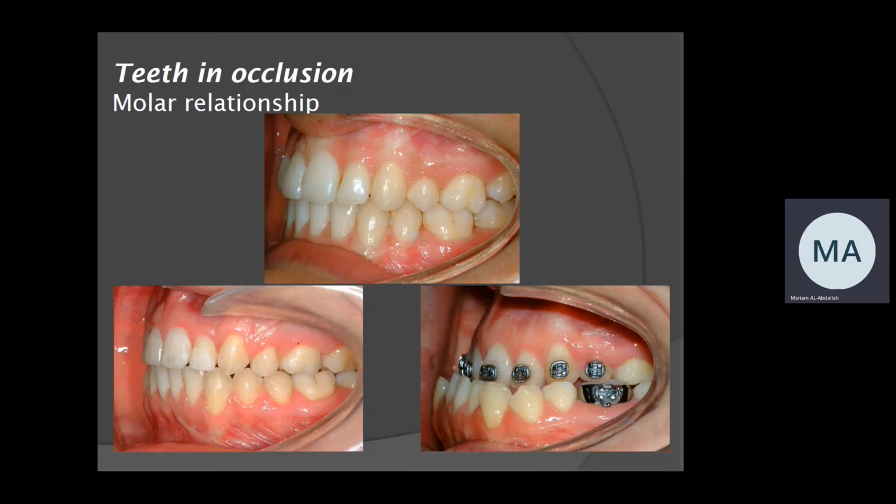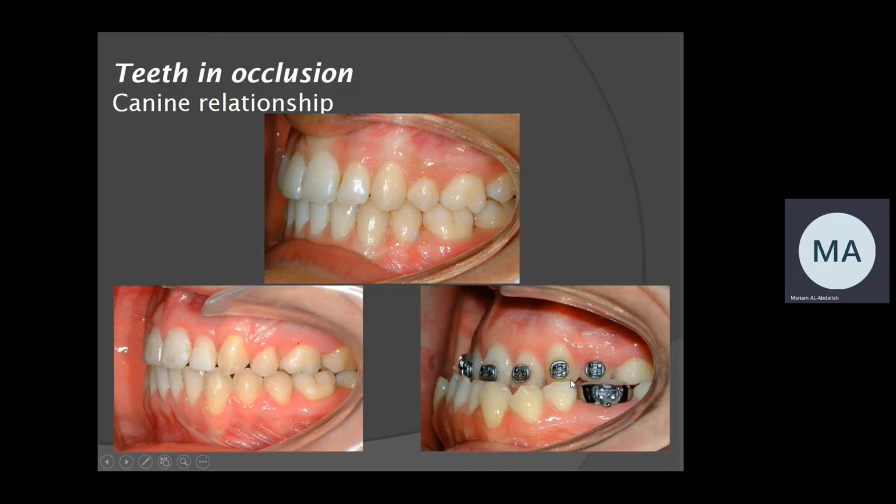Now, molar relationship is the relationship between the upper and the lower first permanent molars, where the mesiobuccal cusp of the upper should occlude in the buccal groove. So this is a class 1. This is a full unit class 2. And this is a full unit class 3 molar relationship. The canine here is almost class 1. It's almost quarter unit class 2 here.